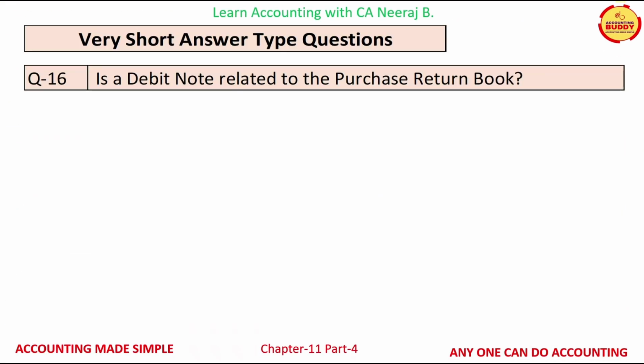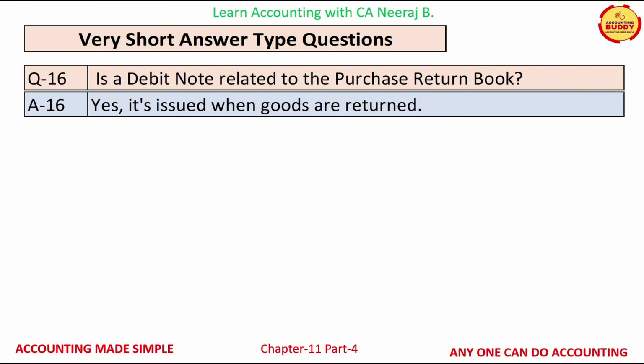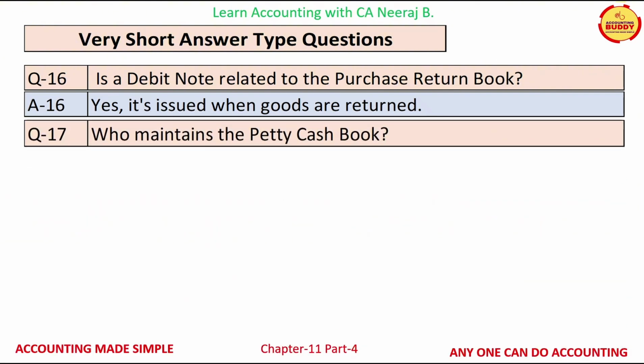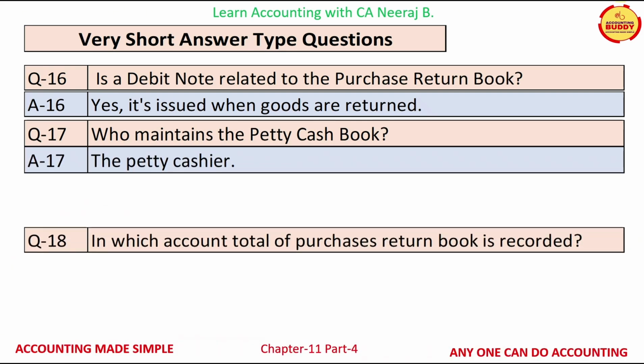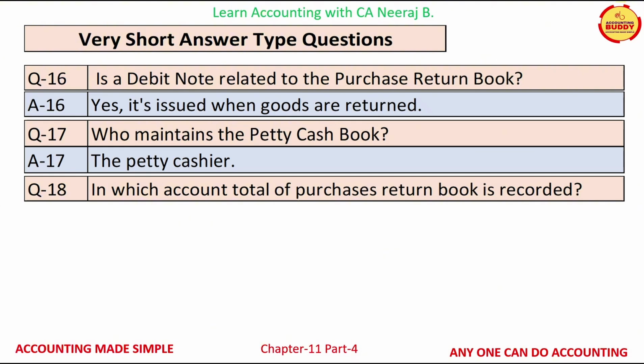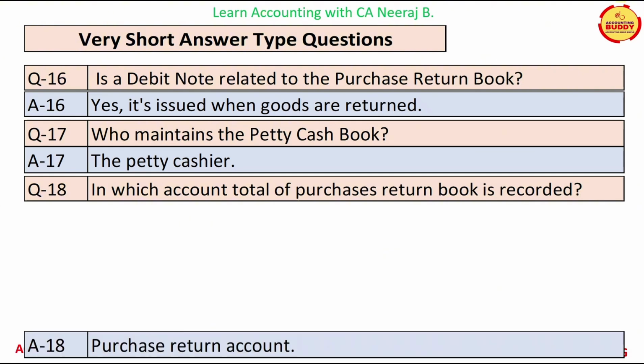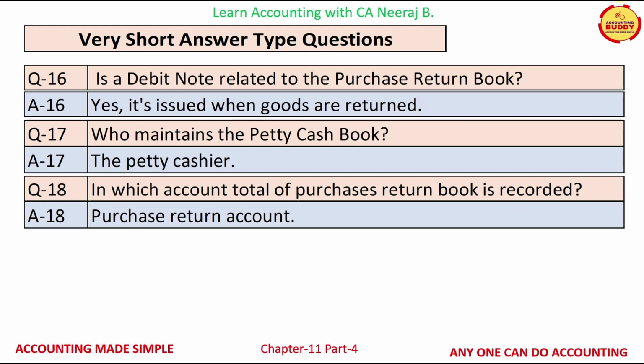Question number 16, is a debit note related to purchase return book? And the answer is yes, it is issued when the goods are returned. Question number 17, who maintains the petty cash book? And the answer is the petty cashier. Question number 18, in which account is the total of purchases return book recorded? And the answer is purchase return account.